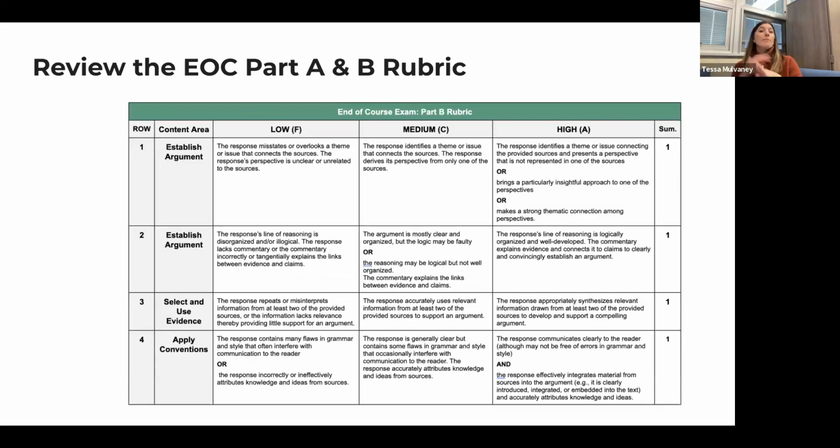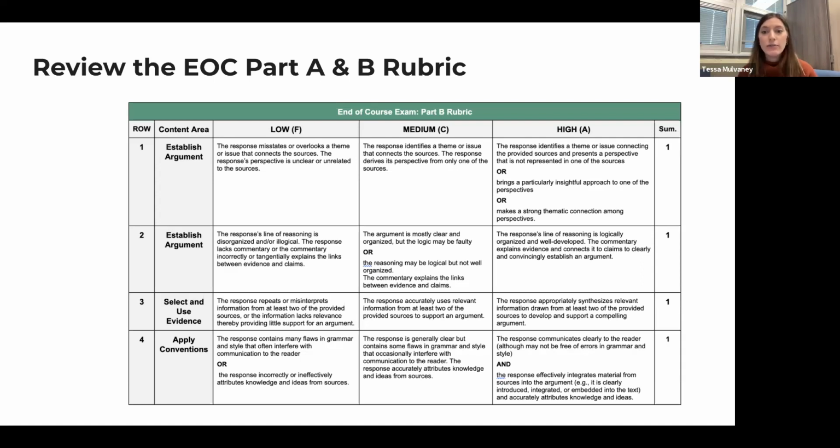Okay. Part B, this is where you're going to get 4 stimulus sources. You're going to read over them, and then you identify or you create your own unique argument using those sources. Okay, so row 1, establishing your argument. What they're looking for is that your response identifies a theme or an issue that connects those sources. And then you're bringing your own insightful approach to those sources. You're making strong thematic connections among your perspectives. So you're doing one or some of those things.